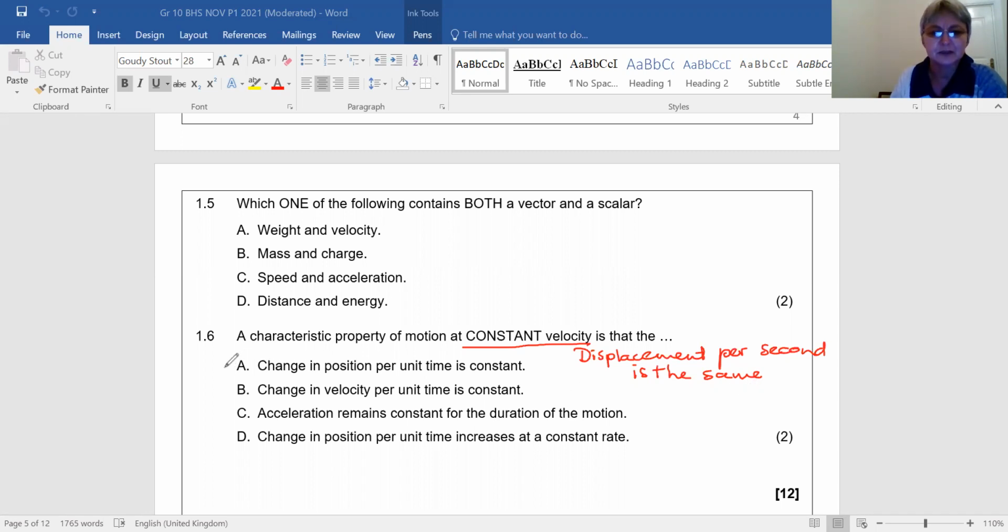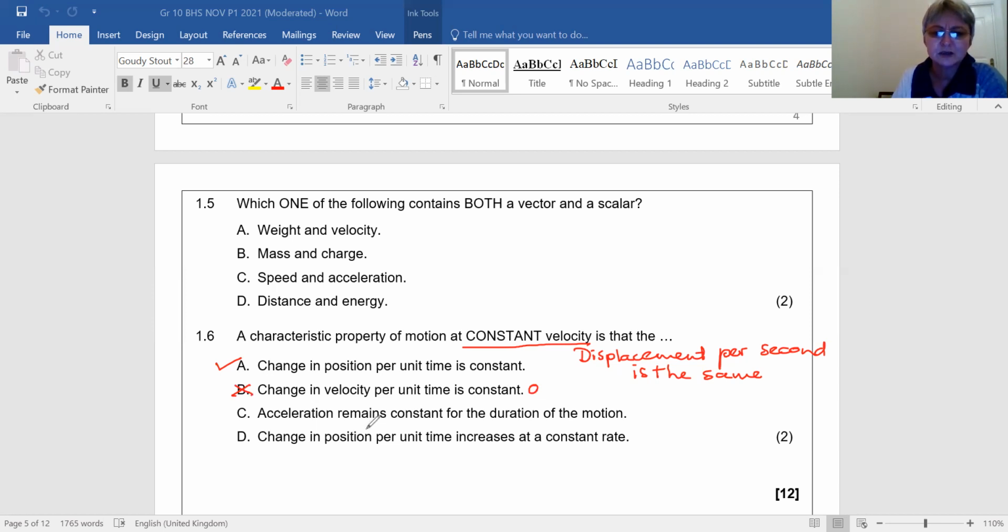Let's look at the options. A: change in position per unit time is constant. Change in position and displacement is the same thing, so it looks like that is the answer. Let's check the others. B: a change in velocity per unit time is constant. No, it will be zero because we're going at constant velocity. There is no change in velocity.